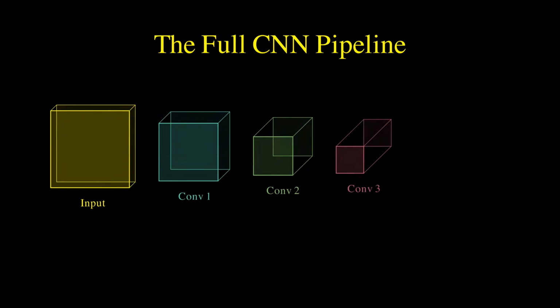In a real convolutional neural network, we don't just do this once. We chain multiple convolutional layers together, one after the other.